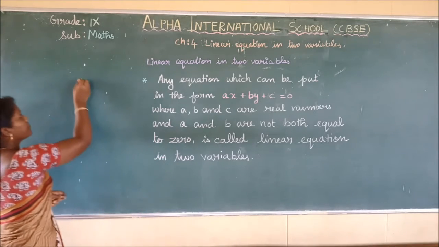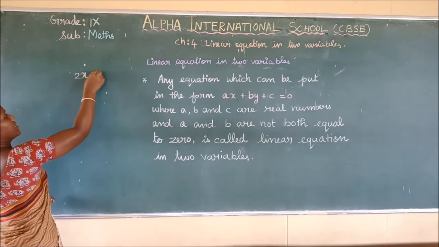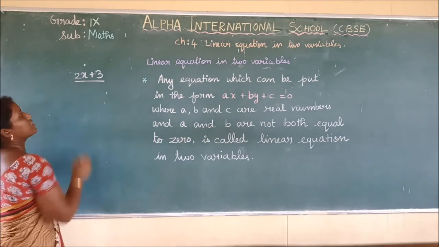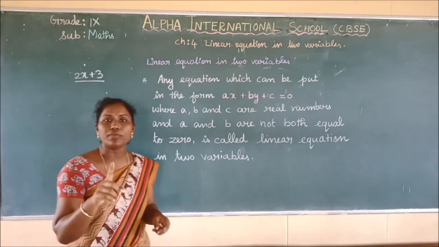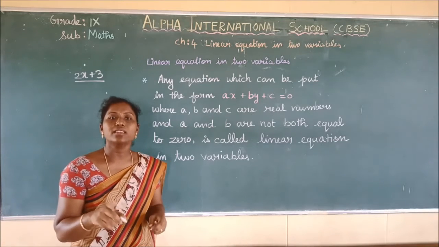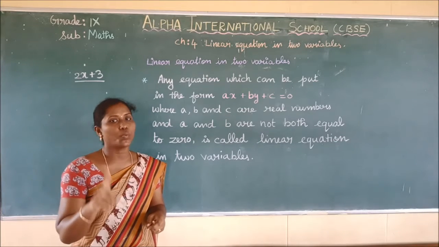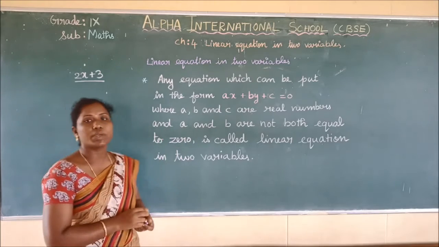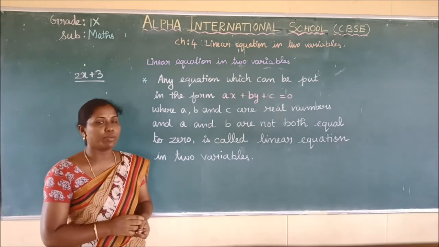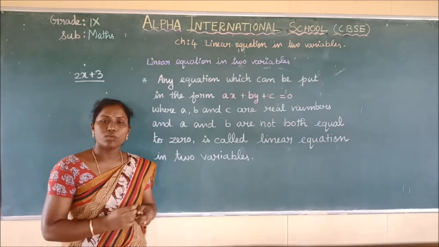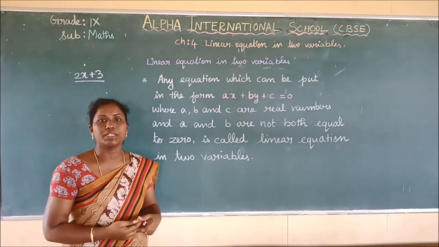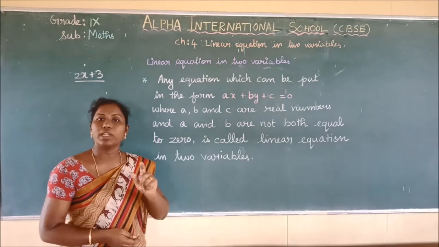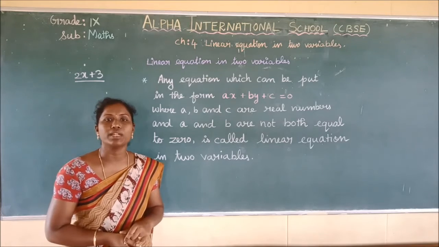For example, 2x plus 3. See, here in this equation we are having only one variable x and the power of the variable is also 1. So, it is a linear equation in one variable. Do you remember now? What do you know about the other thing about the linear equation in one variable? It has only one solution.